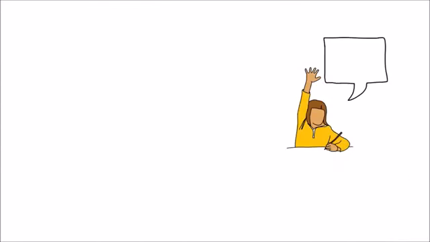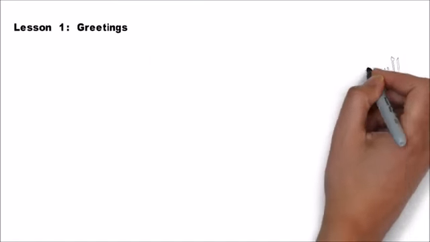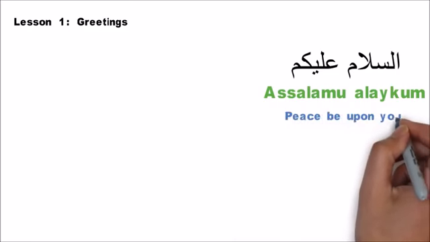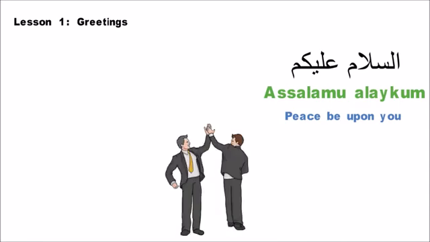So let's get started. First of all, get a pen and paper and be ready to write the Arabic sentences and the meaning of them with pronunciation. In Arabic, greetings start with Assalamu alaikum. It means peace be upon you. This is the first thing they say when Arab people meet with each other.